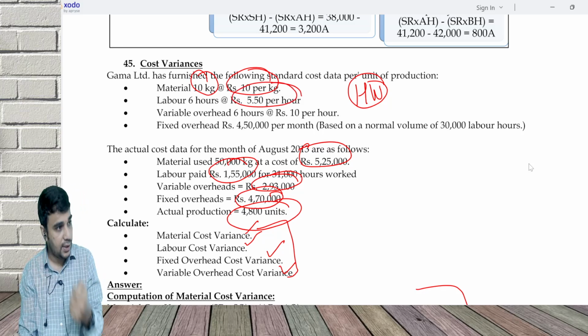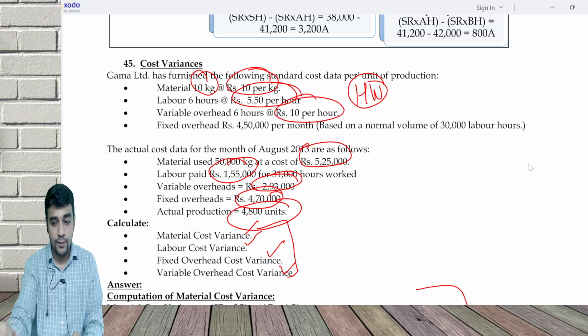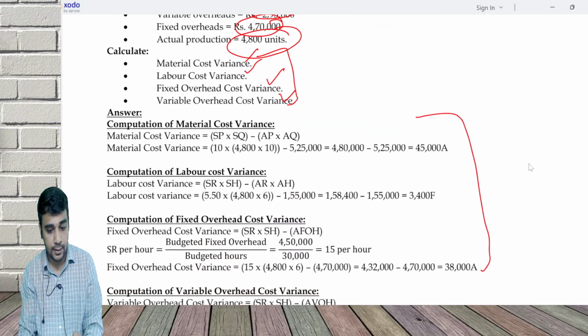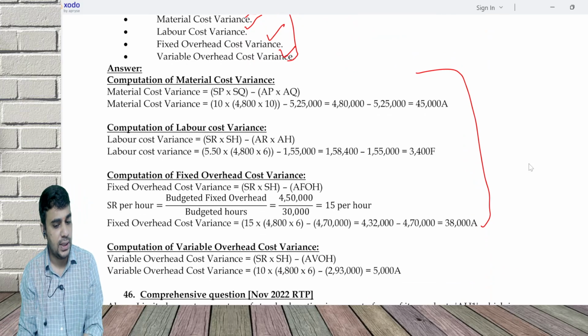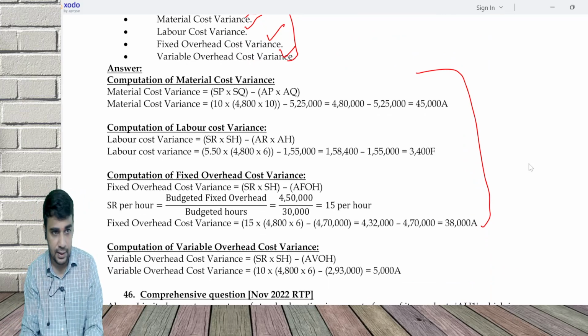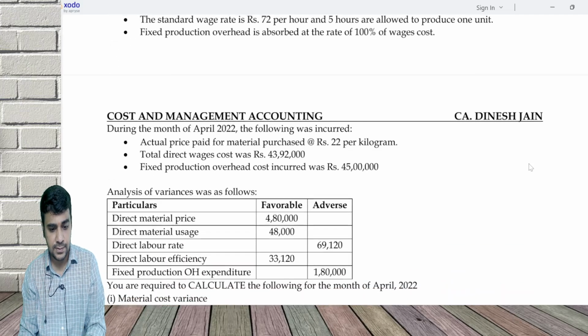Same SH you continue in variable overhead, into 10 per hour, and for fixed overhead into 15 per hour. There's no use in doing the table here. I can directly do it without the table also. Your wish if you want to do the table, but we don't need all the columns. Only the first and last columns, because they've just asked for the cost variance. Any doubts on this?